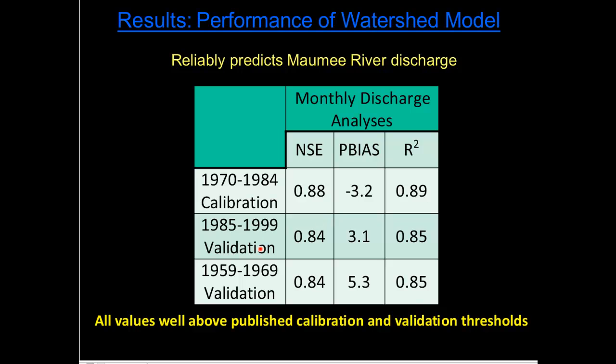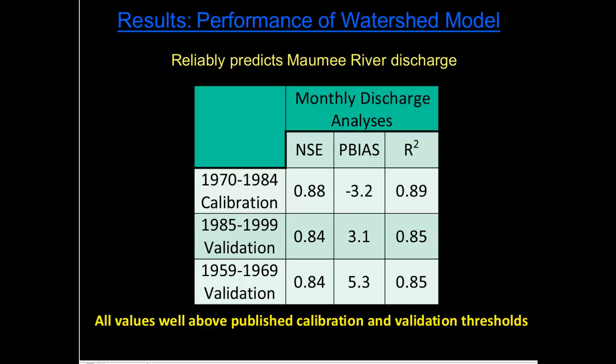For the validation scenarios, we take the results from the calibration scenario and we don't change anything. We just run the model based on that calibration and see how good a fit we have. And so these values are a bit lower than the calibration, but still very strong numbers. So we have very good calibration, very good validation. The bottom line here is that we can reliably predict the Maumee River discharge, and we know this because the values that I'm presenting here are well above published calibration and validation thresholds.